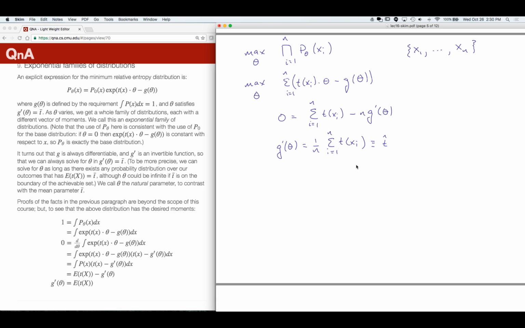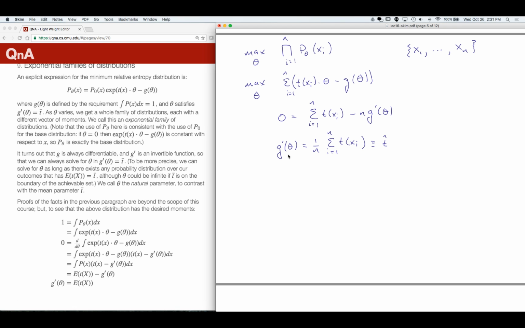So this is kind of interesting. It looks really, really similar to what we did before. If we knew the mean vector, t bar, we would just take theta so that g prime of theta equals t bar. If we don't know the mean vector, what this says to do is we compute the average of our sample, and we call that the mean vector, and then we solve for theta in exactly the same way. So that's kind of nice.